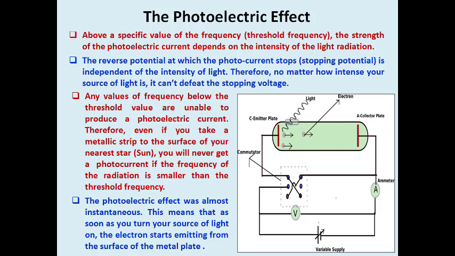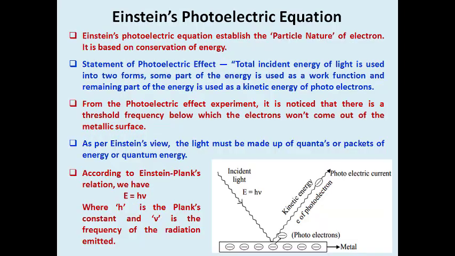The photoelectric effect is almost instantaneous, which means that whenever we turn on the light source, the electrons start emitting from the surface of the metal plate. We are not saying it is strictly instantaneous, it is near to instantaneous, because there is a time lag between the light incident on the metal plate and the electrons absorbing the energy and then being emitted. That time delay is very minimal, so we say it is almost instantaneous.